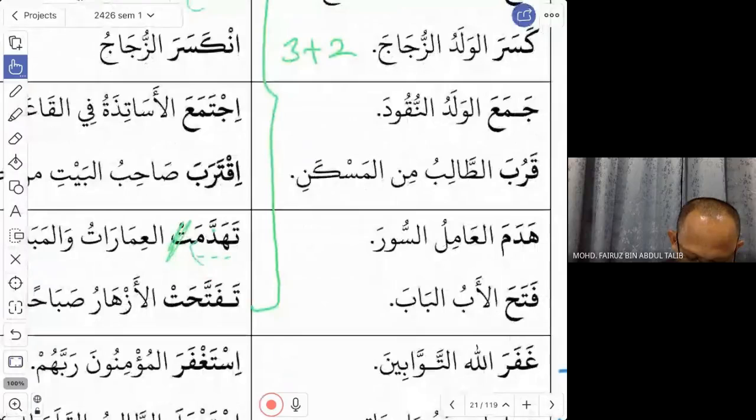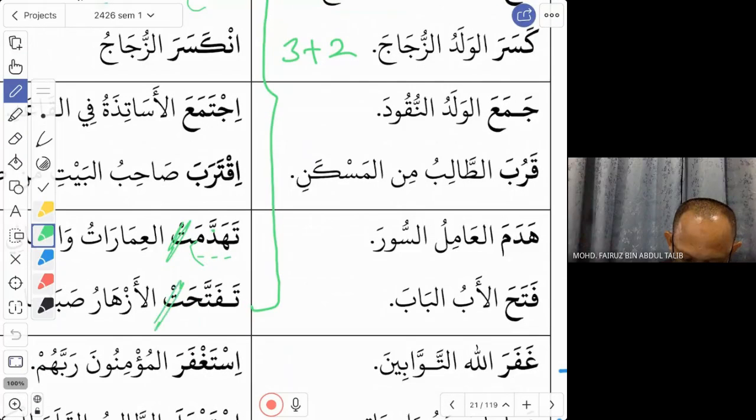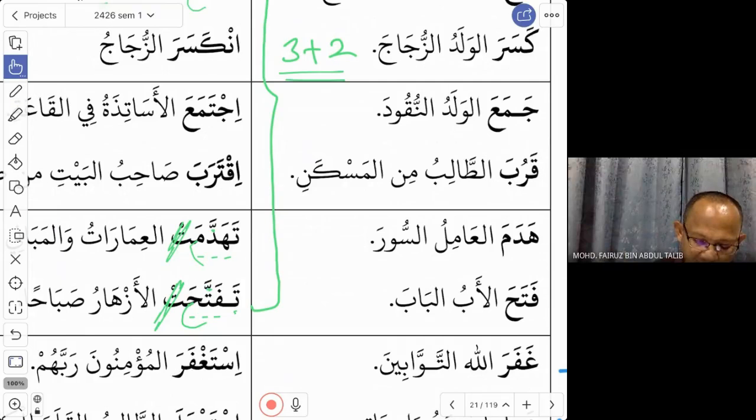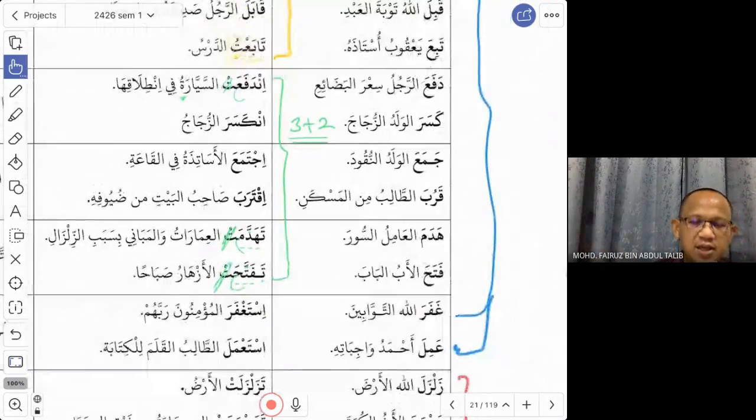The same goes to tafattaha. The last ta is because of mu'annas, so we ignore that part. So the fi'il is tafattaha, fa, ta, ha. 3 original huruf, and you have additional ta and shadda. So again, this is also 3 plus 2. But as I said, we don't care how many letters we add. We just call it sulasi mazid.